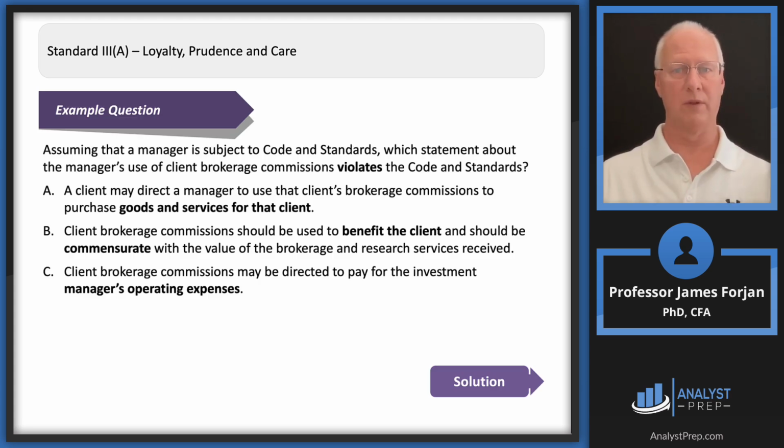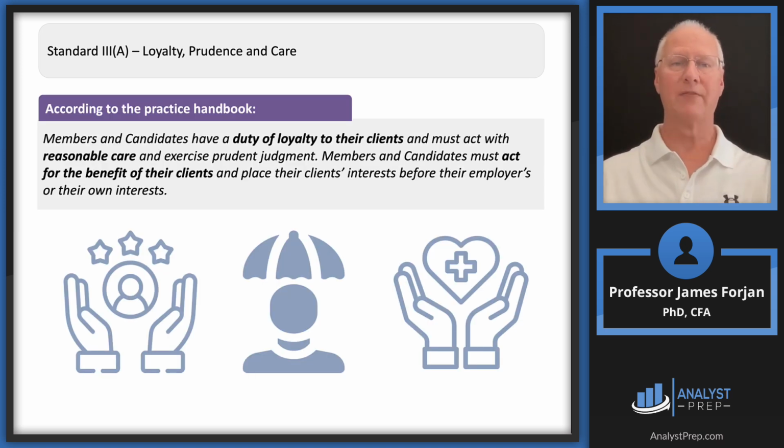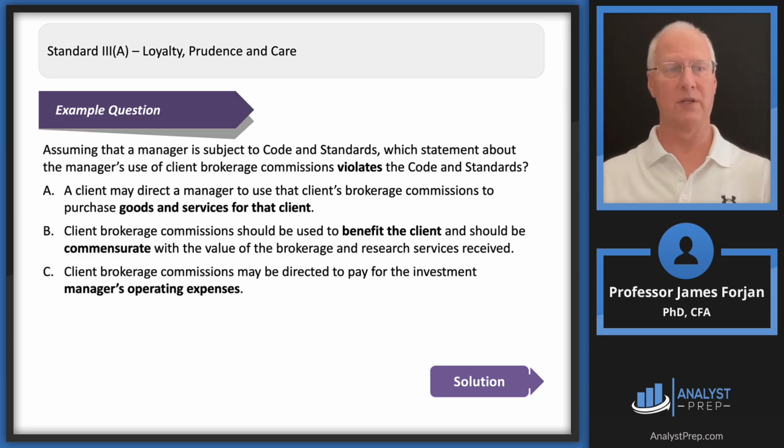So let's go ahead and start with a sample question here. This is an obvious one, I think. Which statement about the manager's use of brokerage commission violates the code and standards? A: A client may direct a manager to use that client's brokerage commissions to purchase goods and services for that client. All right, so let me just go back here quickly, right? Act for the benefit of their clients with the client's interest. So choice A looks like it's okay. Let's see, used to benefit the client and should be commensurate with the value of the brokerage services received. That sounds okay, right? Benefit the client. I mean, that's an obvious statement inside of that.